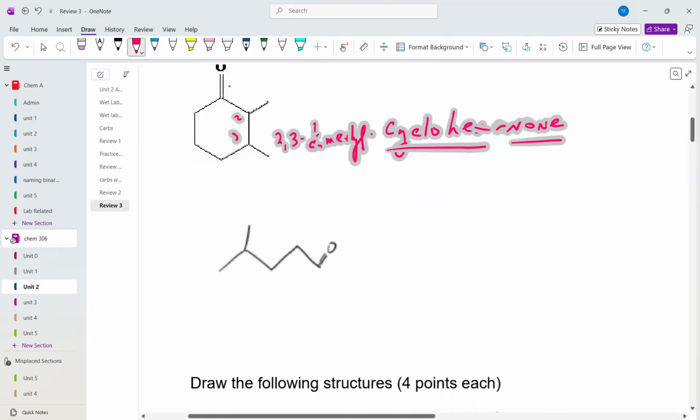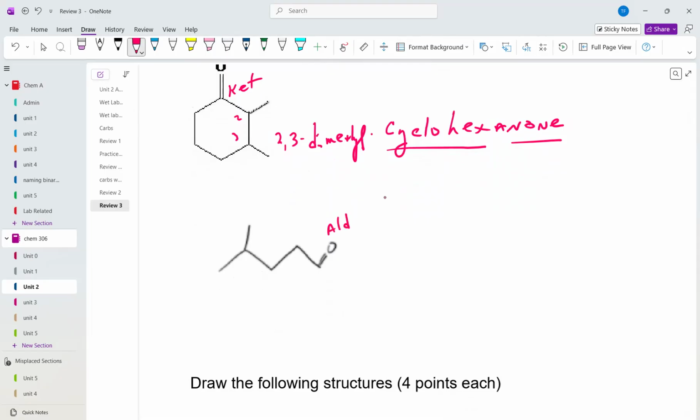Okay, so that was a ketone, and this one is an aldehyde. So it's 1, 2, 3, 4, 5. It's a pentanal. Got a branch at carbon number 2. 2-methyl pentanal.